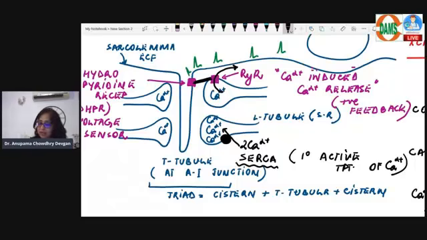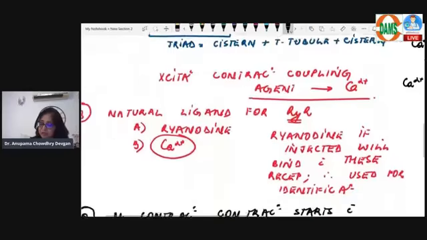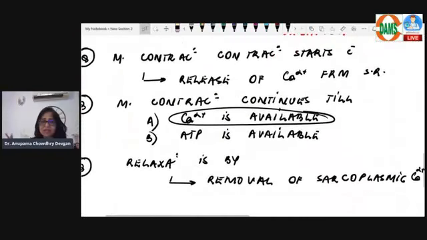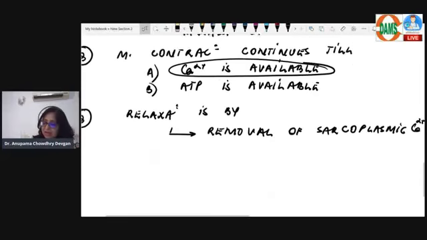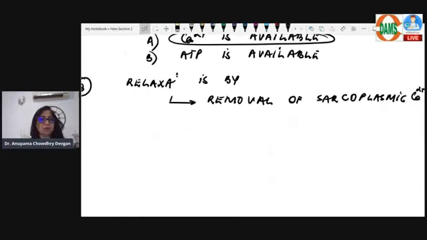Okay? So now coming back to those questions which I asked you, I said muscle contraction starts with release of calcium, availability of calcium. Muscle contraction will continue till calcium is available. Relaxation is by removal of sarcoplasmic calcium. And removal of sarcoplasmic calcium is done by SERCA.